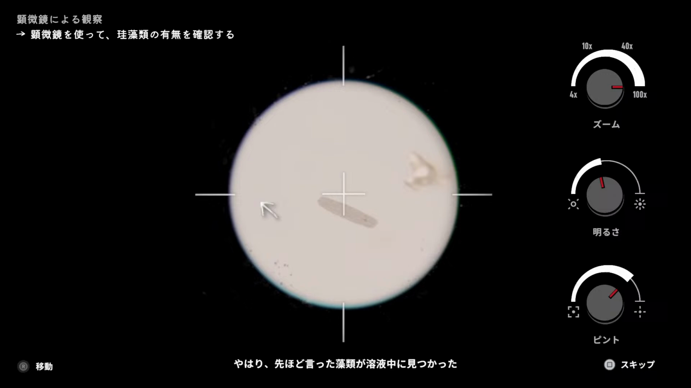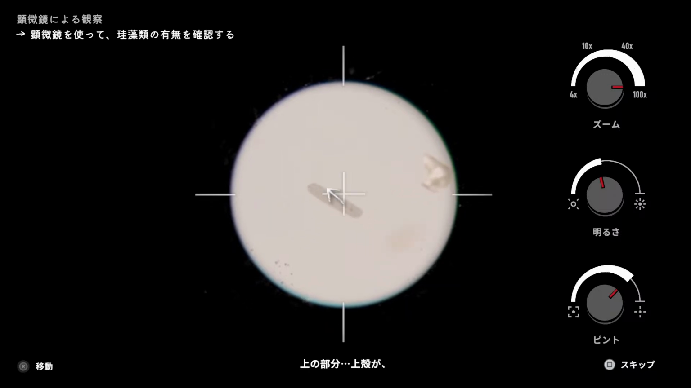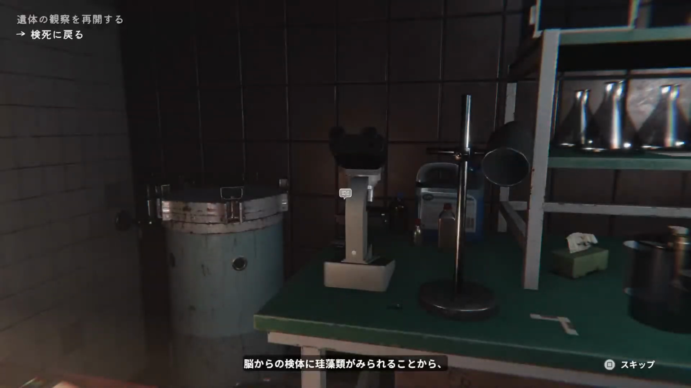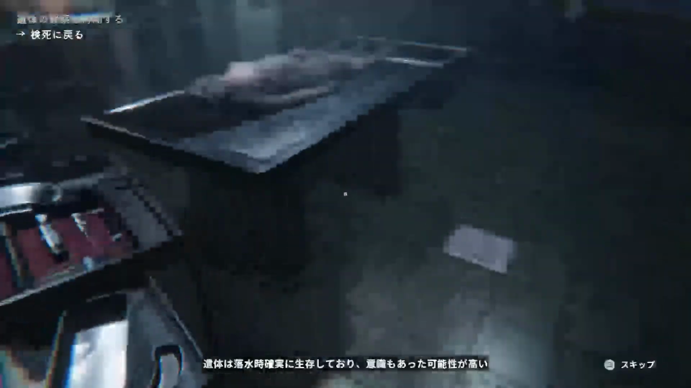As expected, we find the aforementioned algae in the solution. Their upper part, Epitheka, which overlaps the lower, Hypotheka, is clearly visible. The presence of diatoms in the brain samples taken indicates that the deceased was certainly alive when she fell into the water and was possibly conscious.